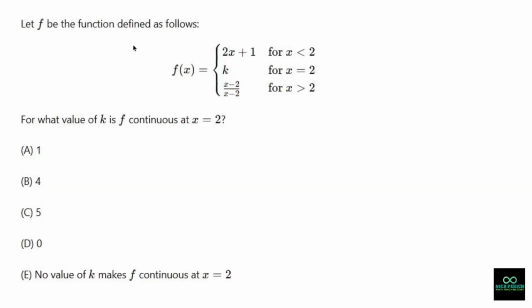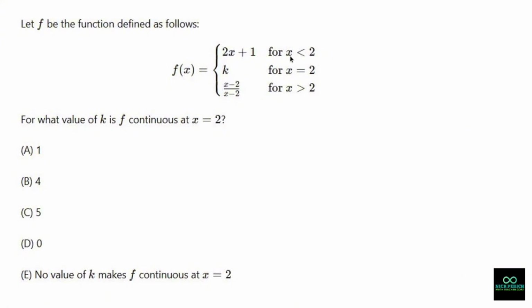Let f be the function defined as follows. We have ourselves a piecewise function. f of x is 2x plus 1, but we only care about that for when x is less than 2. We have just a constant k, which we don't know, for x equals 2, and (x minus 2) over (x minus 2) for x greater than 2.